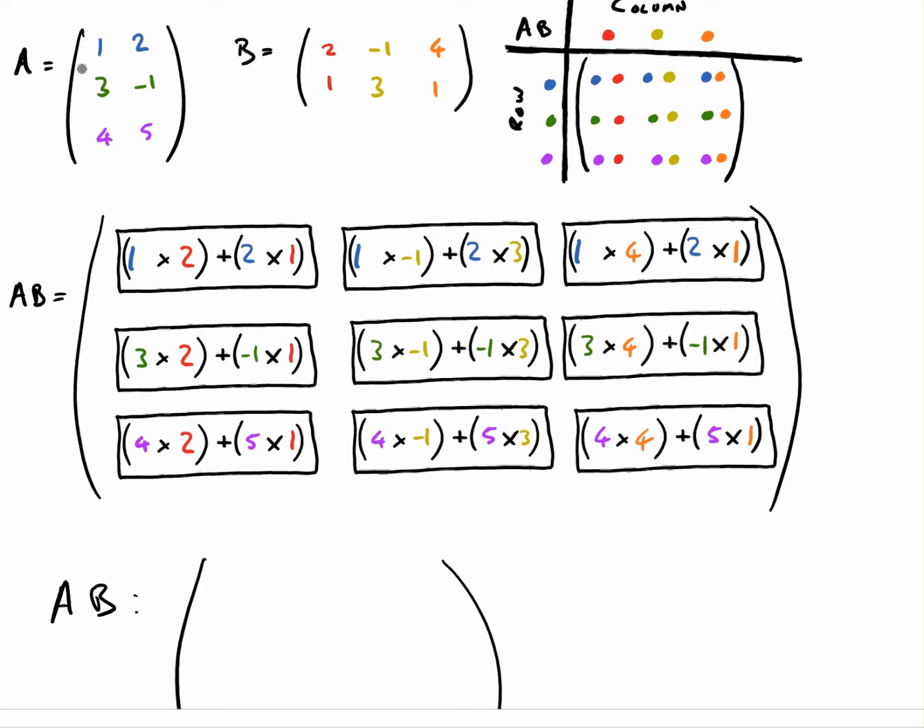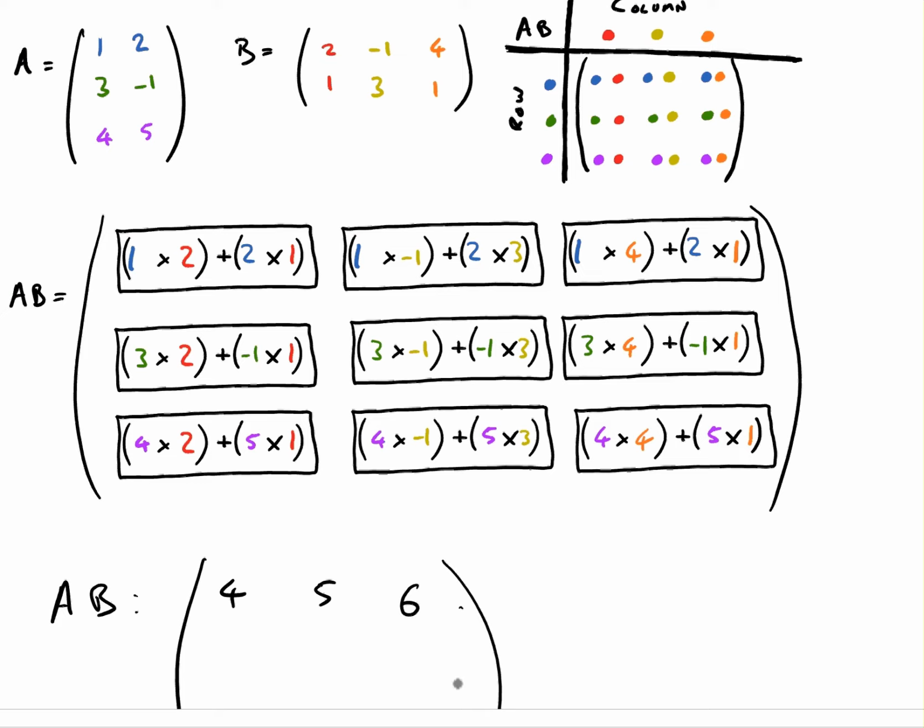So here goes. We got 1 multiplied by 2, which is 2, plus 2 multiplied by 1, which is 2. So in the first row, first column, we got 4. Okay. So first row, second column we're going to use next. So we're going to use first row of A, second column of B. So 1 multiplied by minus 1, which is minus 1, plus 2 multiplied by 3, which is 6. We've got minus 1 plus 6, which is 5. And then we got first row, third column. So we got 1 multiplied by 4 plus 2 multiplied by 1. So we got 6. Okay.